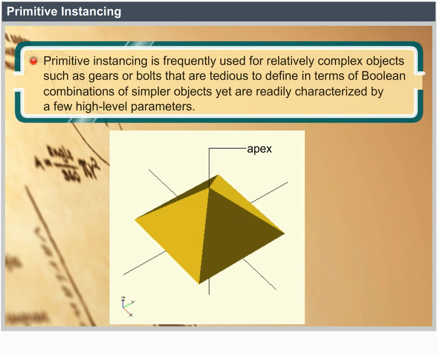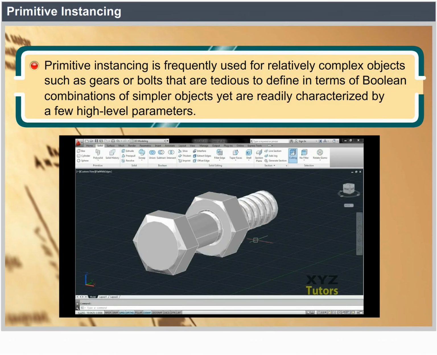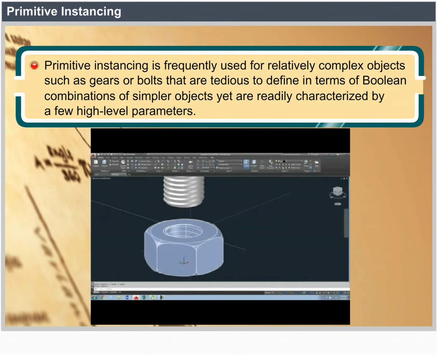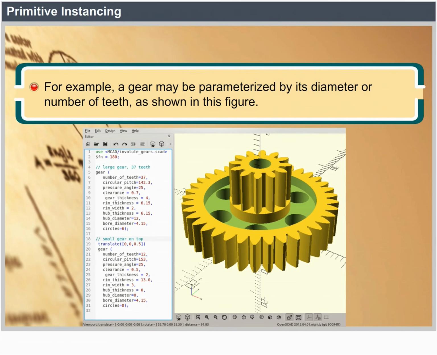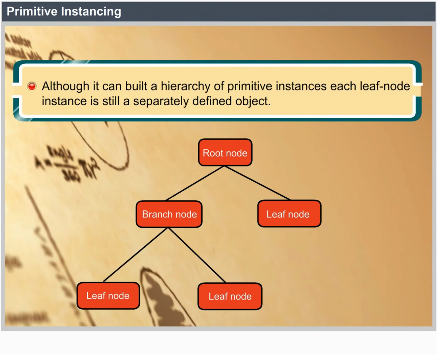Primitive instancing is often used for relatively complex objects such as gears or bolts that are tedious to define in terms of Boolean combinations of simpler objects, yet are readily characterized by a few high-level parameters. For example, a gear may be parameterized by its diameter or number of teeth as shown in this figure.